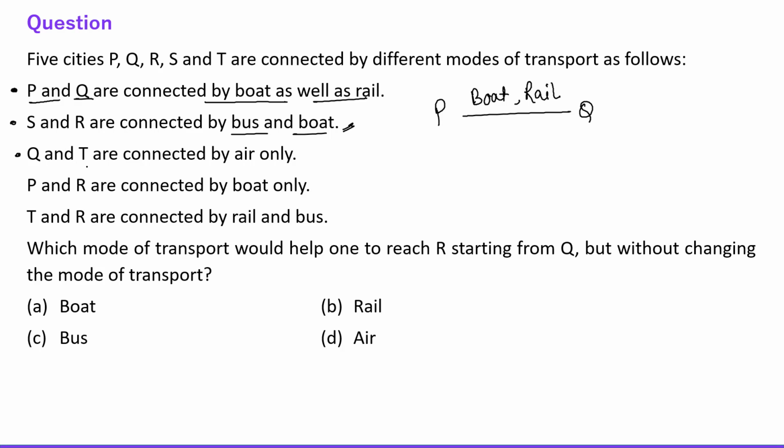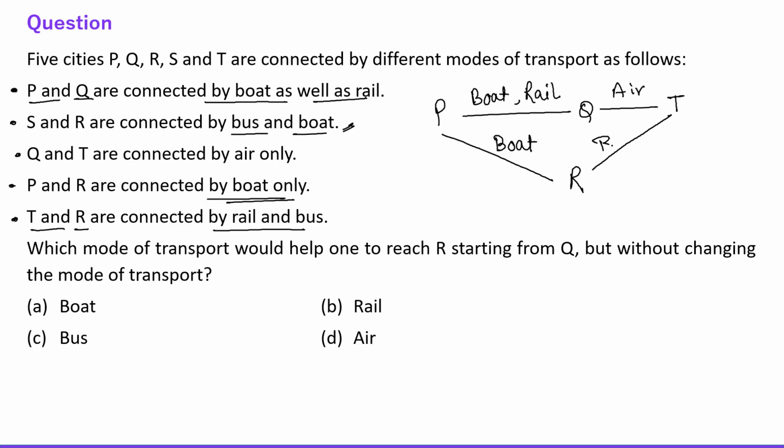Next information, Q and T are connected by air only. Okay, fine. Next information, P and R are connected by boat only. Okay, fine. Next information, T and R are connected by rail and bus. Okay. And this information we have left. So now just use this information.